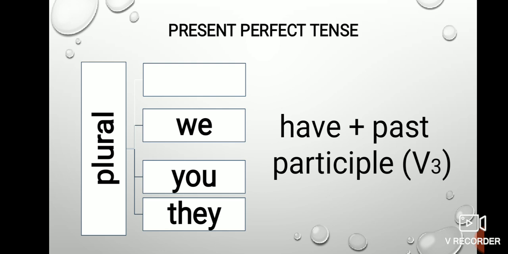If the subject is singular, he, she, it, along with that you have to use has. If the subject is plural, for example we, you, they, go for have. If the subject is I, go for have. Don't use has. I have only.